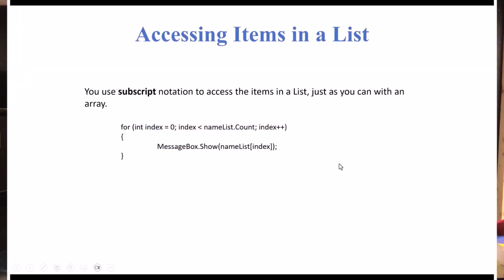You can access items in a list basically using an index. You use a subscript notation to access items in a list just as you can with an array. And here's a little loop. So for index is 0, index is less than name list count, and we're going to increment the index by 1 each time, and we're going to have a message box that's going to show that list. So that's going through the same process.